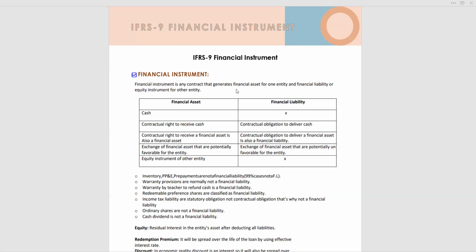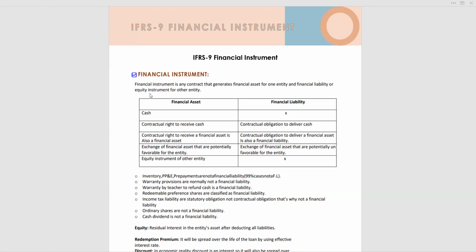This is one of the most important standards for ACCA, SBR, F7, and for other professional qualification students. Let's start first with the definition. What is a financial instrument? A financial instrument is any contract that generates a financial asset for one entity and a financial liability or equity instrument for the other entity.